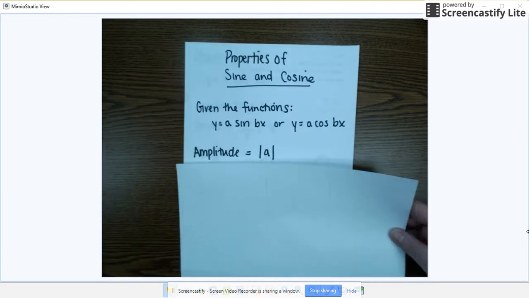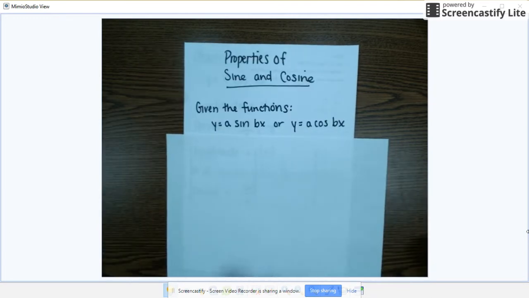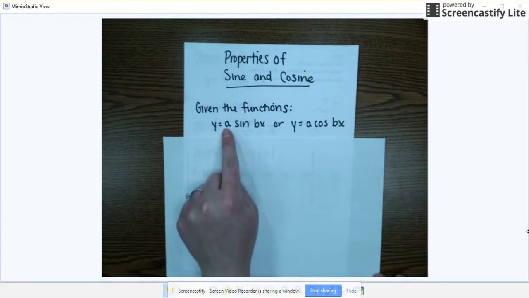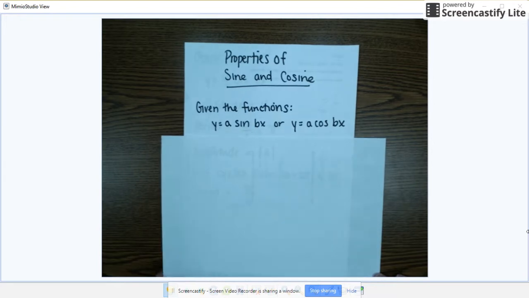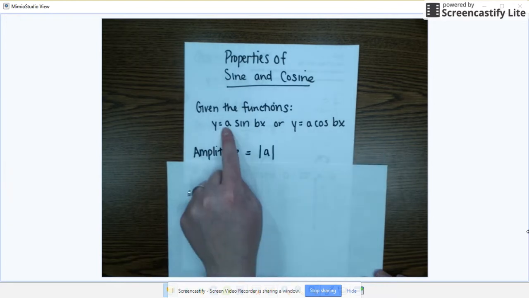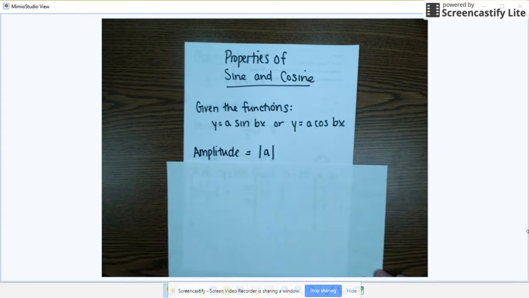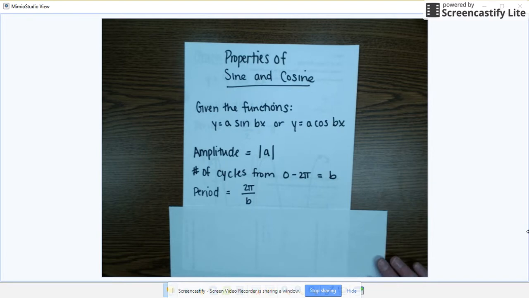Couple hints, properties of sine and cosine, just kind of to get into writing what I just said. If you're given your function, a sine of bx or a cosine of bx, your amplitude will always be the absolute value of that first number, so that a value. B tells you how many cycles there are from 0 to 2 pi, which we just looked at with those graphs. And then our period can be found by taking 2 pi divided by that b value.